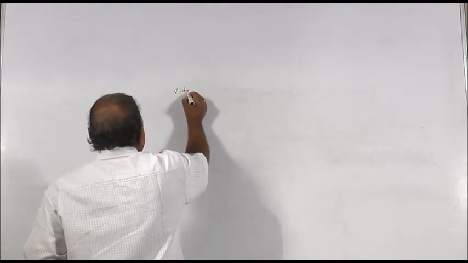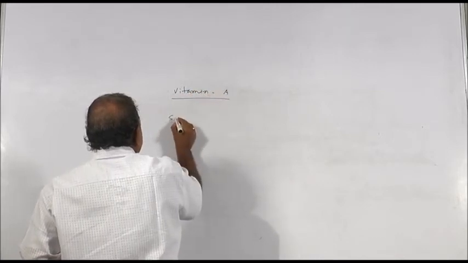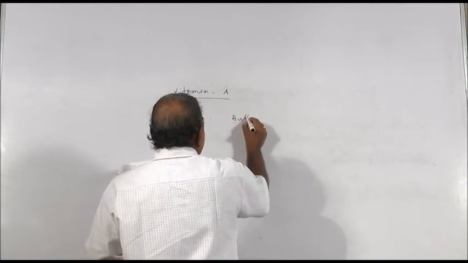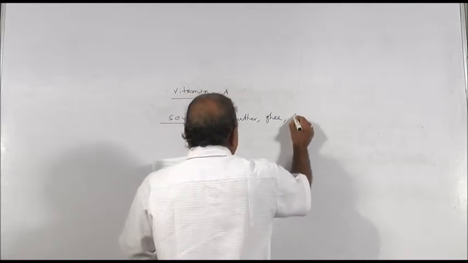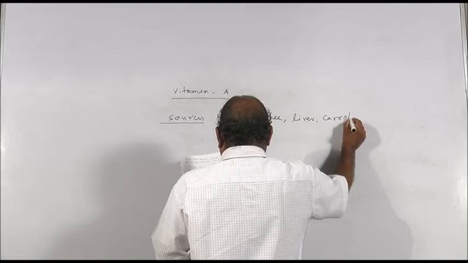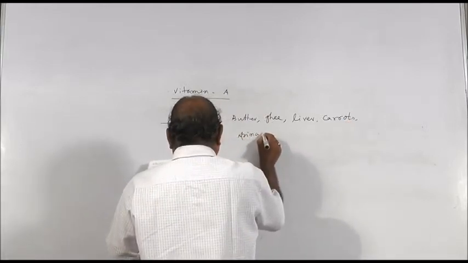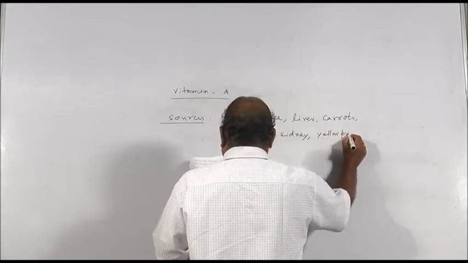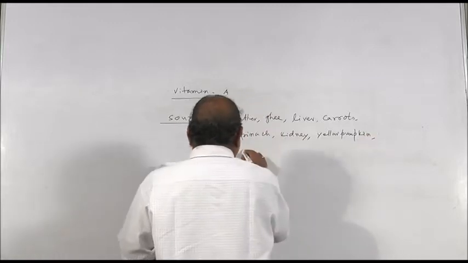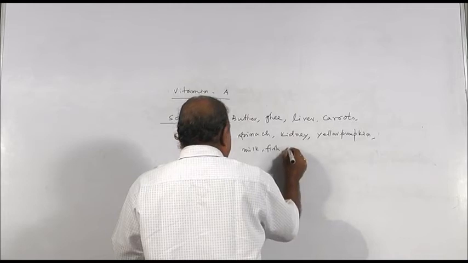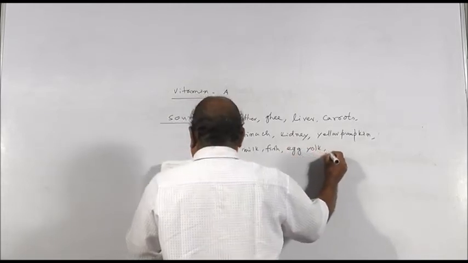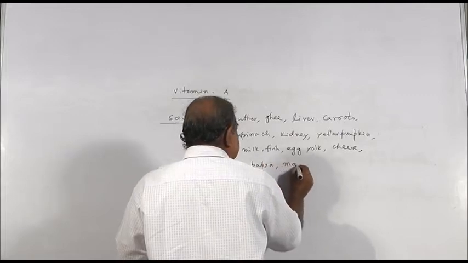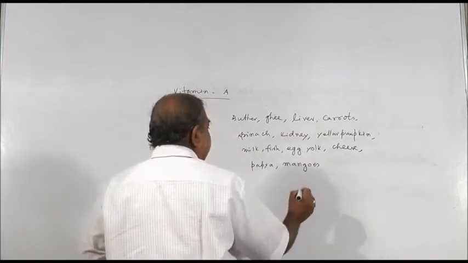So vitamin A, the sources are, or from where you can get it: butter, ghee, liver, carrots, spinach, kidney, yellow pumpkin, milk, fish, egg yolk, cheese, papaya, mangoes, etc. These are the different sources from which you can get vitamin A.